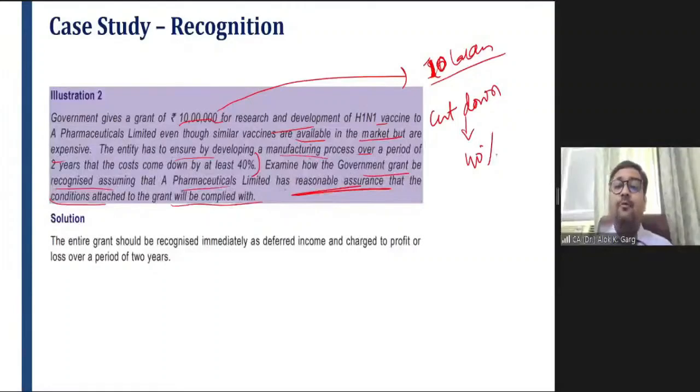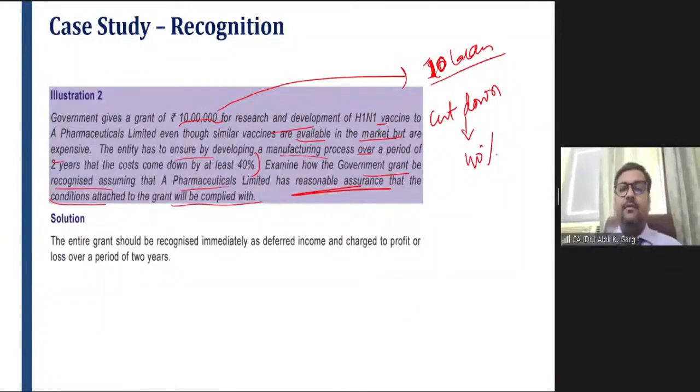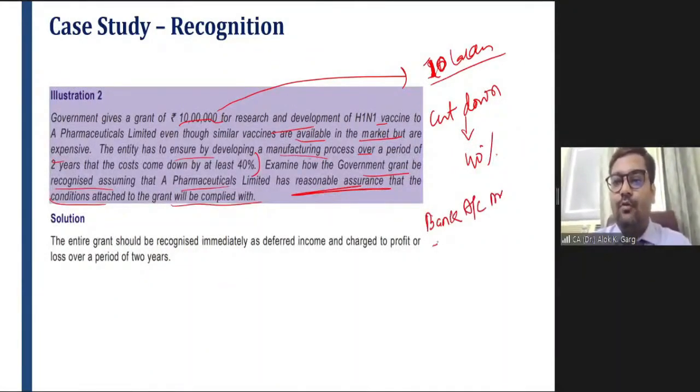So what is the accounting entry for this? The first entry, when the grant has been received: bank account debit, to deferred income, to deferred grant, 10 lakh.